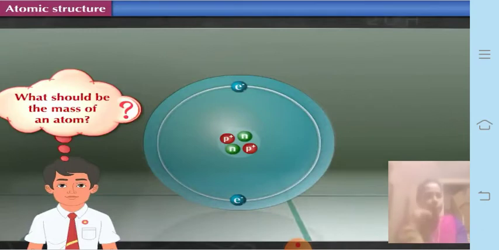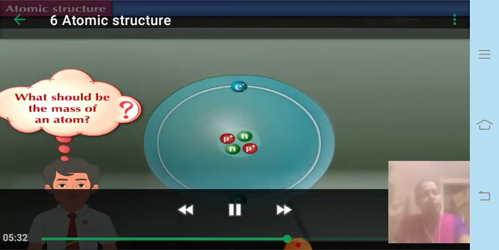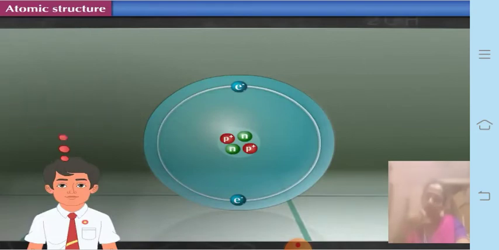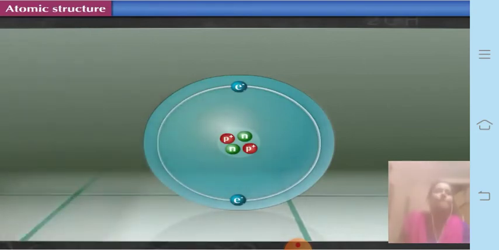Protons and neutrons. And you know that protons carry one unified mass unit, or 1 Dalton of mass, and neutrons also carry one unified mass, or 1 Dalton of mass. That means the mass is nothing but the sum of protons and the neutrons. The total number of protons and the total number of neutrons will constitute the atomic mass.